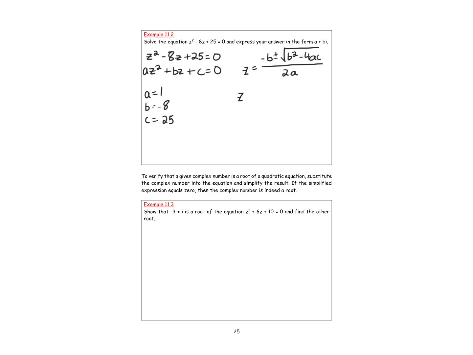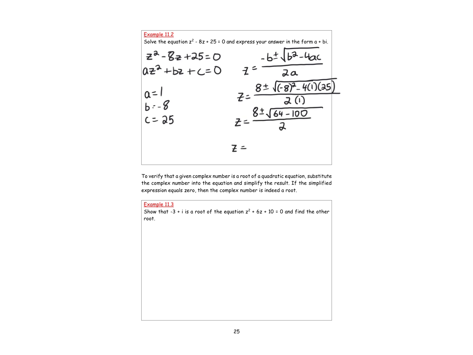Filling that in, we'll get that z is equal to 8 plus or minus the square root of -8 squared minus 4 times 1 times 25, all over 2 times 1. Breaking that down again, z is equal to 8 plus or minus the square root of -8 squared, 8 times 8 is 64, minus 4 times 1 times 25, which is -100. All of that is over 2.